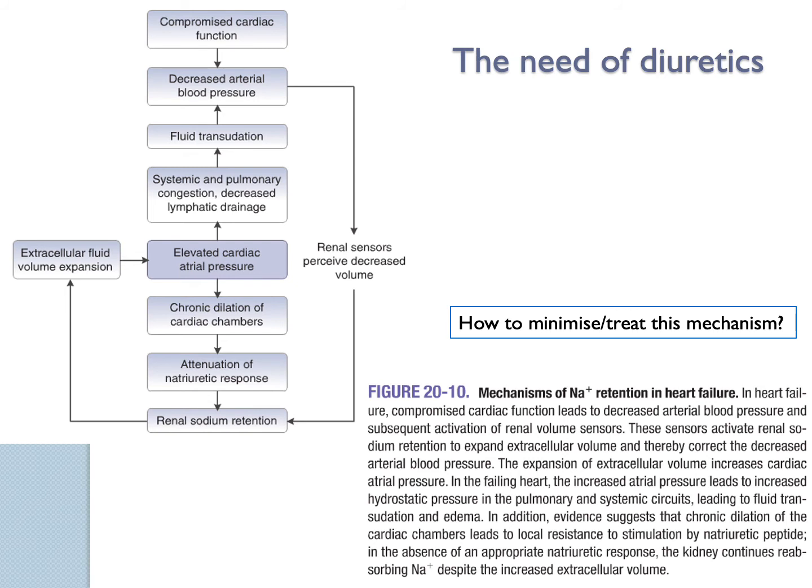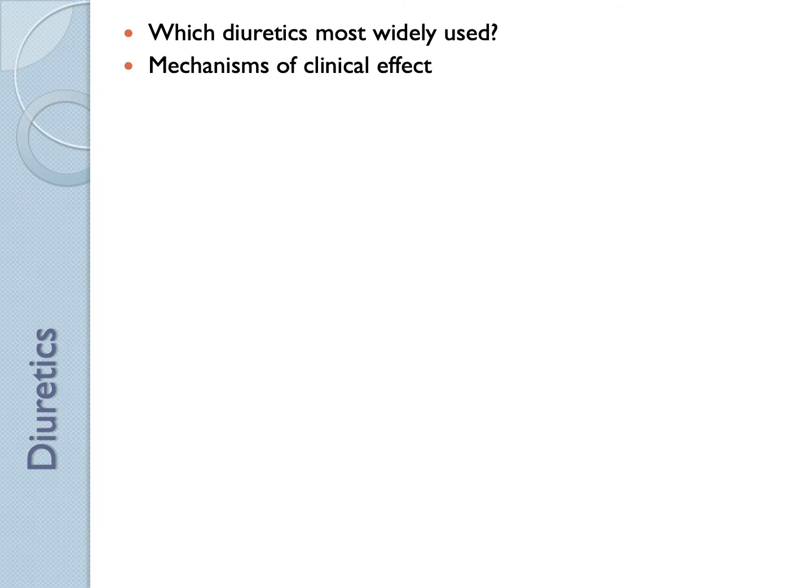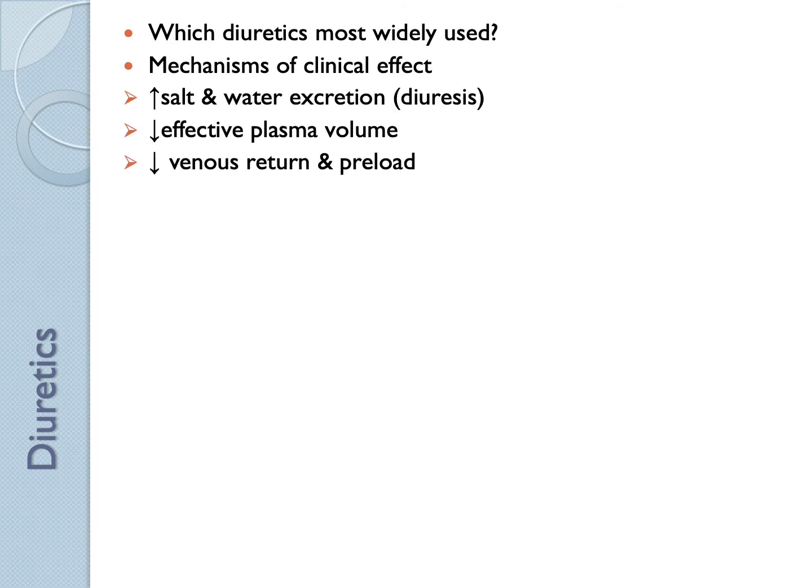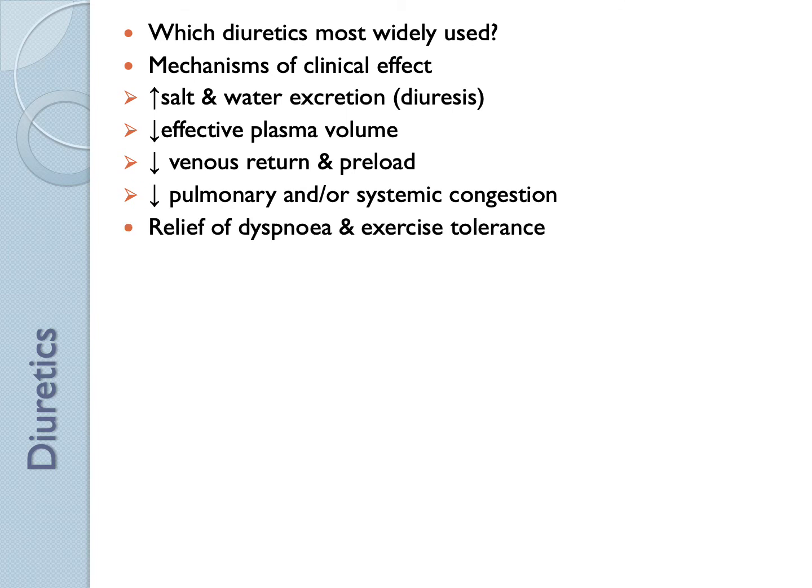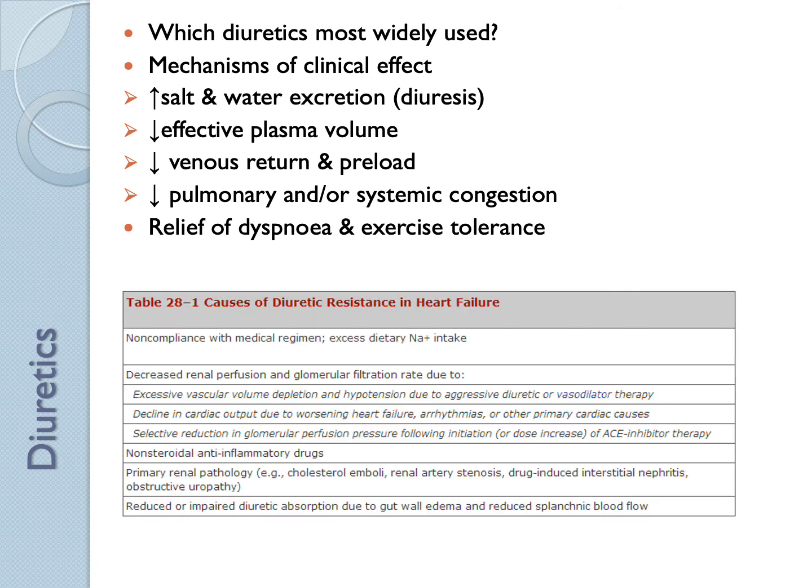So we want to minimize the overall excessive fluid retention in the body, right? Because excessive fluid retention will cause increased dilation of the cardiac chambers, and then increase the overall workload of the heart. Which diuretics are most widely used? So to reduce the venous return, reduce preload, reduce the congestion. So overall, when this is reduced, the person actually has relief of dyspnea, which is the shortness of breath, so the person can probably do a little bit more exercise.